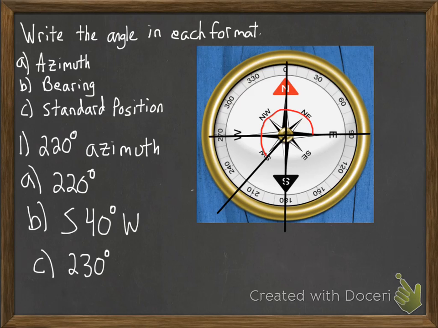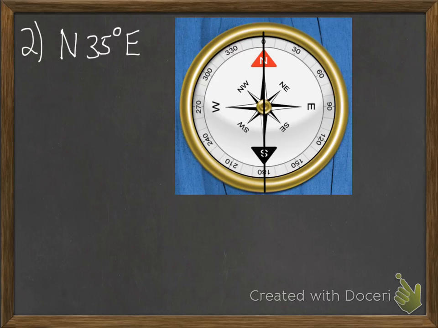Okay, so moving on, let's start with a bearing and translate it over to the other two. So here we have a heading of north 35 degrees east. Now I've taken the liberty of drawing in my north-south line. So from north, I need a 35 degree angle in the eastern direction. So I need to make a 35 degree angle with respect to the north-south line. That would land me about right here.